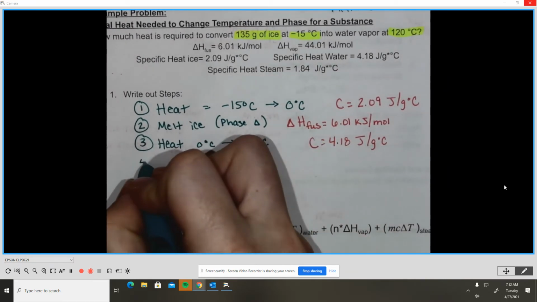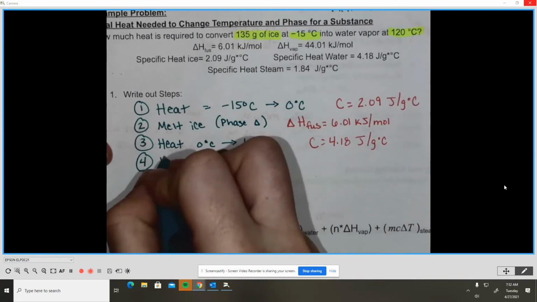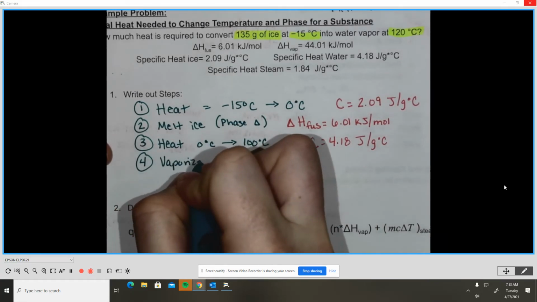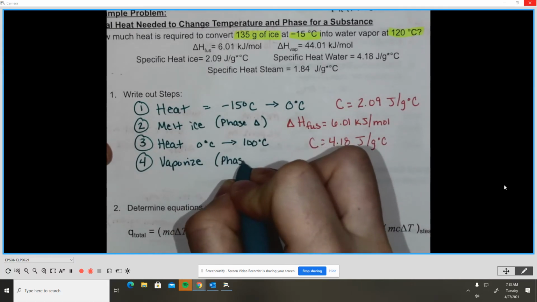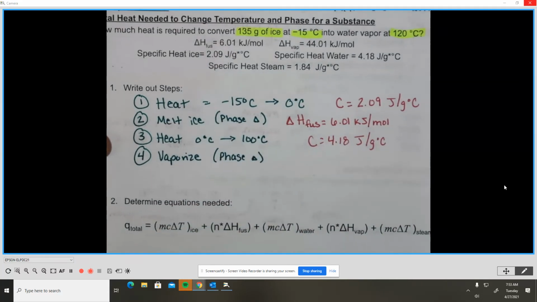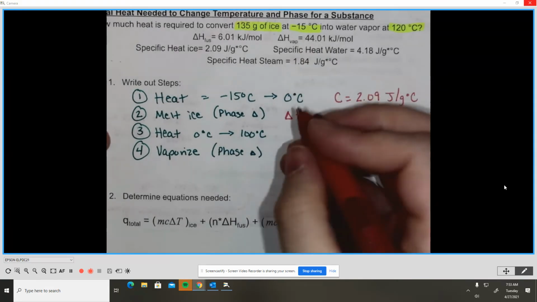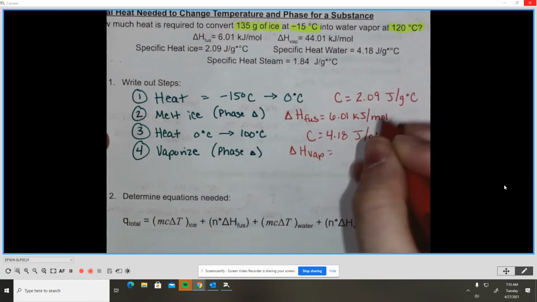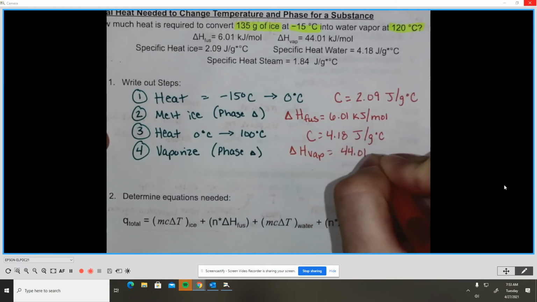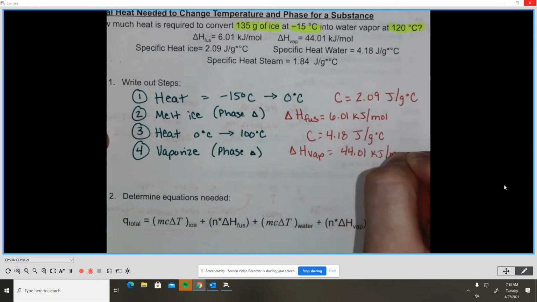Once we've reached 100 degrees, we're going to vaporize. When we're vaporizing, that is a phase change. At that phase change, we are working with heat of vaporization, or enthalpy of vaporization. That's 44.01 kilojoules per mole.